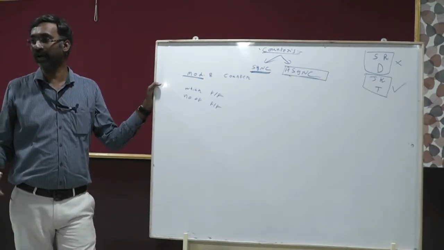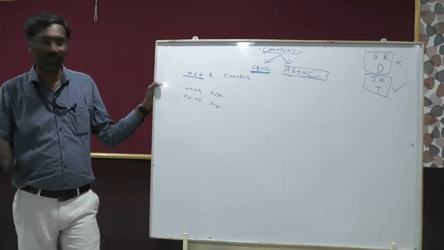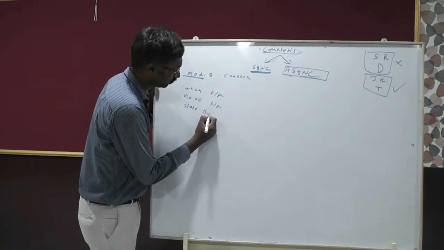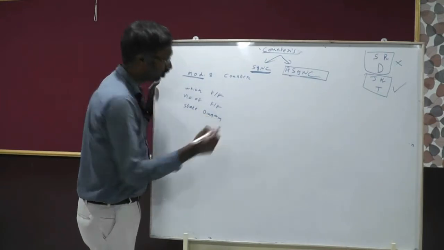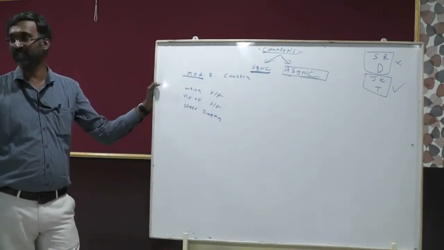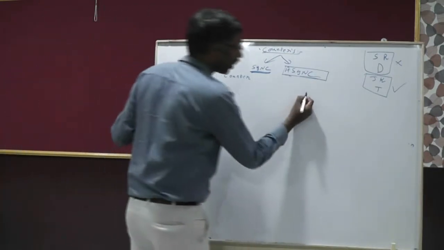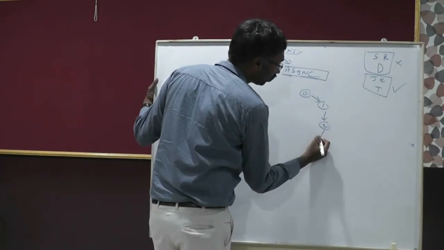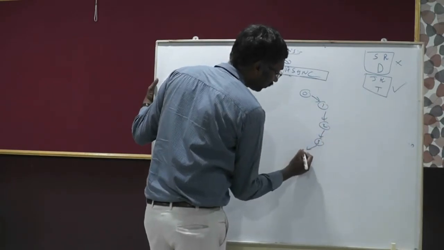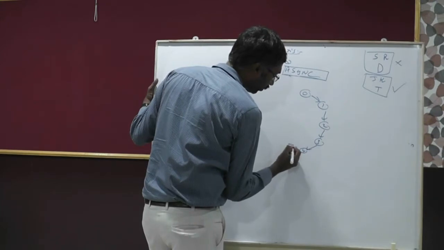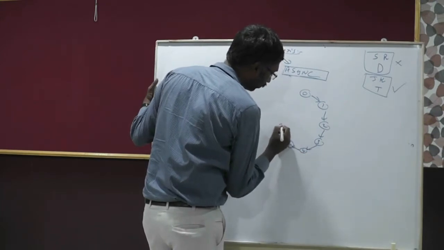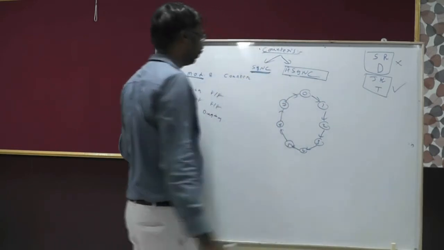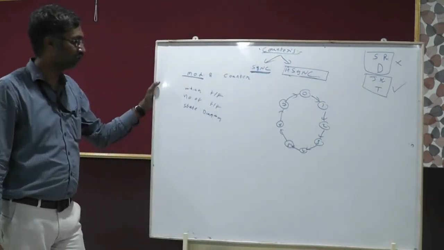If you are having a state diagram, it will be easier for us. Mod 8, we just discussed now. So 0 will be going to 1, 1 will be going to 2, 2 will be going to 3, 3 will be going to 4, 4 will be going to 5, 5 will be going to 6, 6 will be going to 7, 7 will be going back to 0.